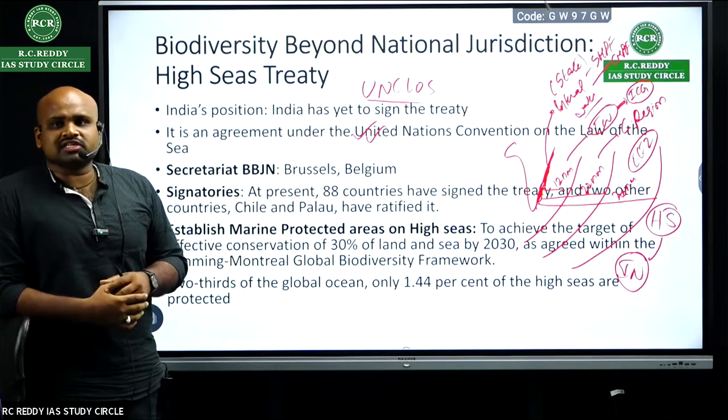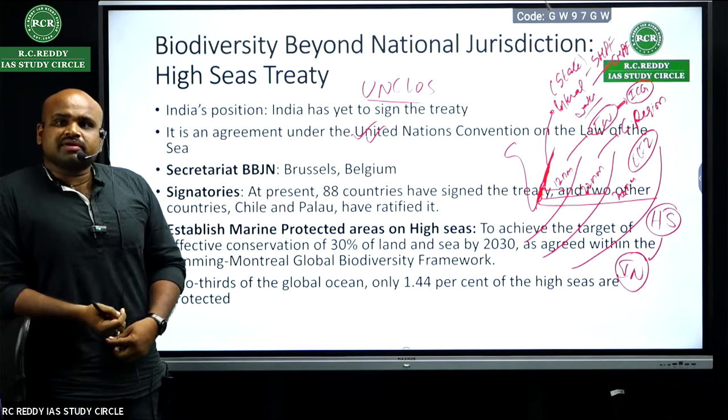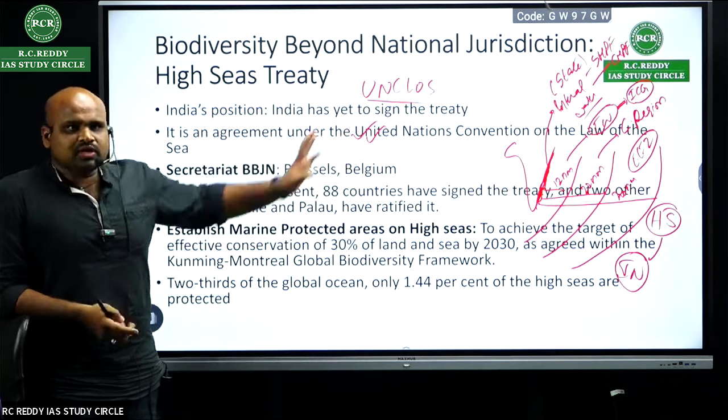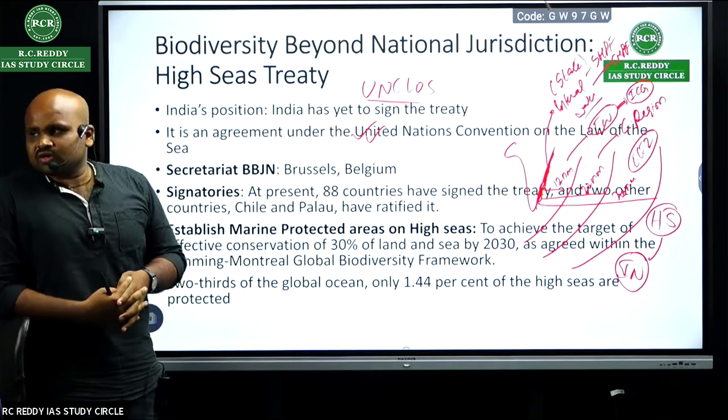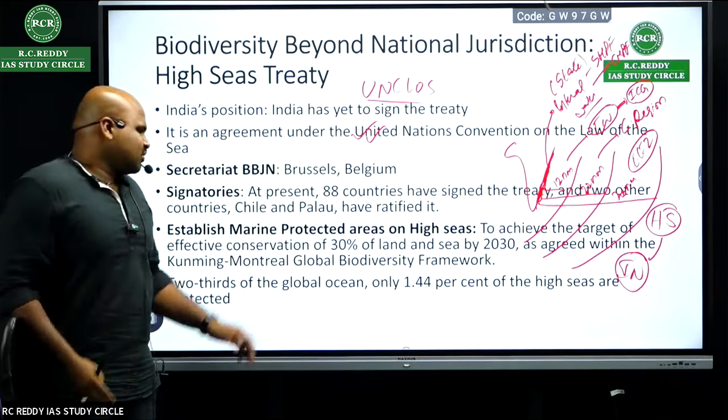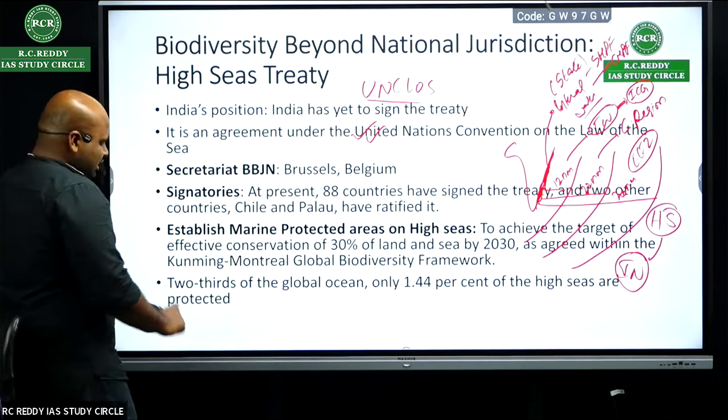Now, the International Seabed Authority is one of the wings of UNCLOS. Please understand this. Now, one more small thing that you'll have to see. Look at the last line.